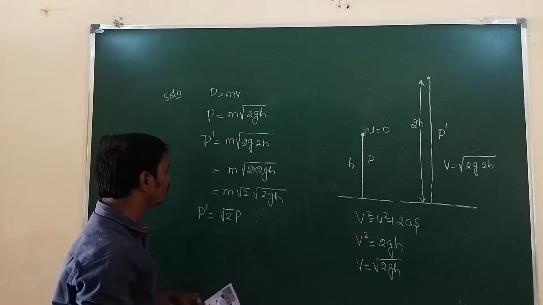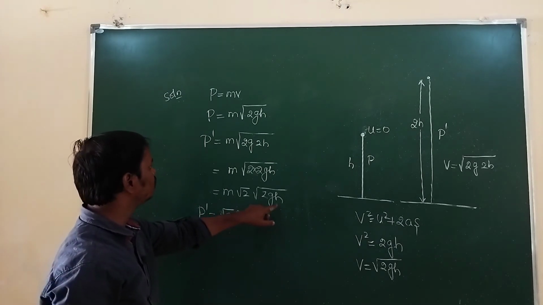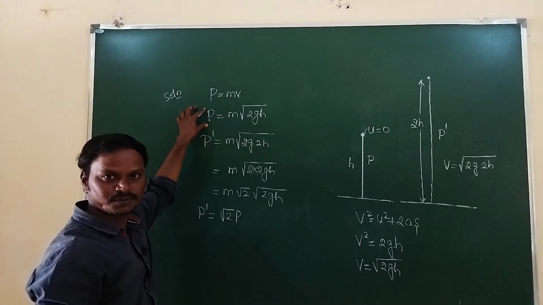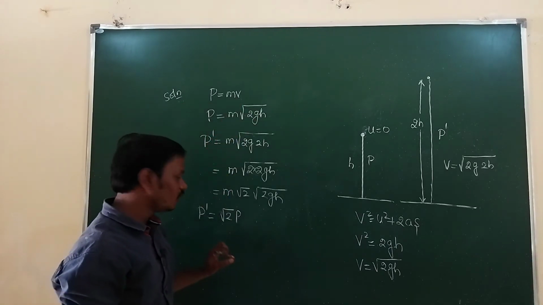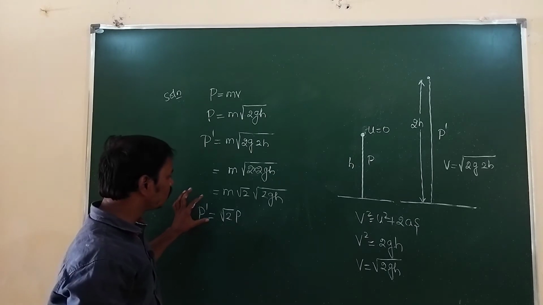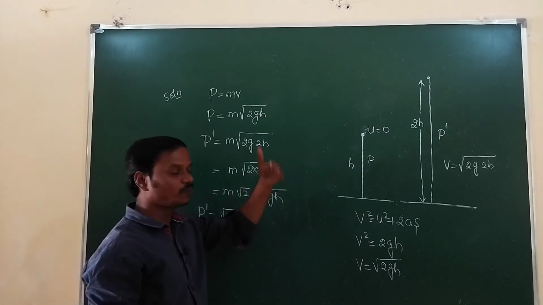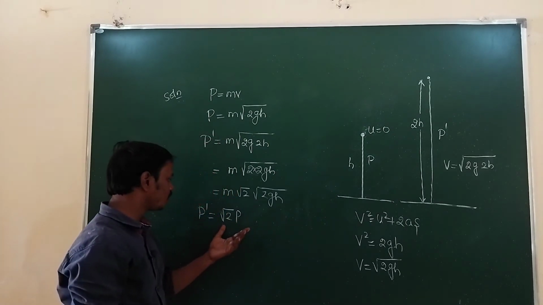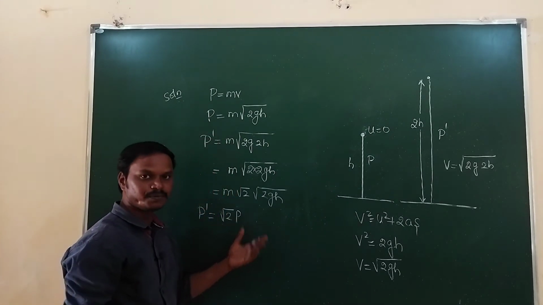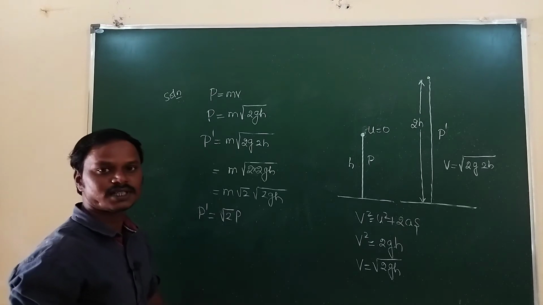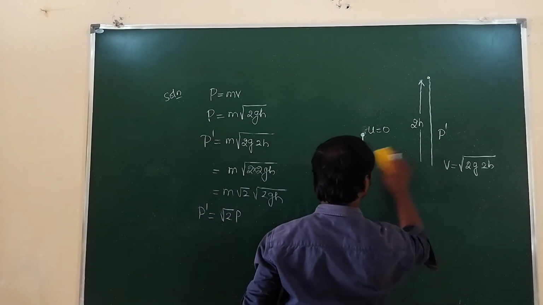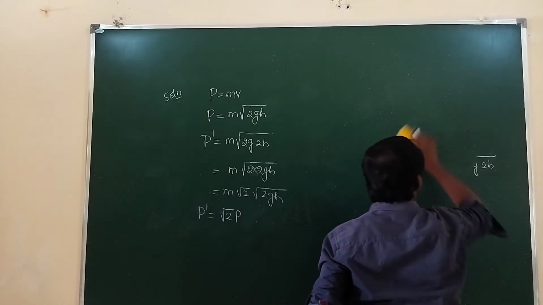Because listen here, m into square root of 2gh is the initial momentum when the height is h. Now p dash is the final momentum when the height becomes 100% more than the previous height. So p dash is equal to square root of 2 times p. Now how to find the percentage change in momentum? Final momentum minus initial momentum divided by initial momentum.